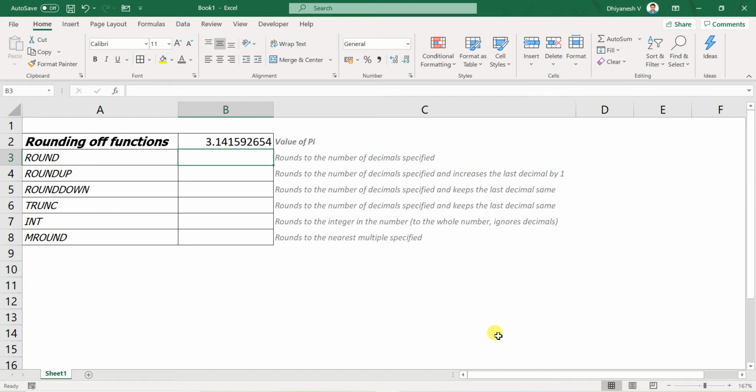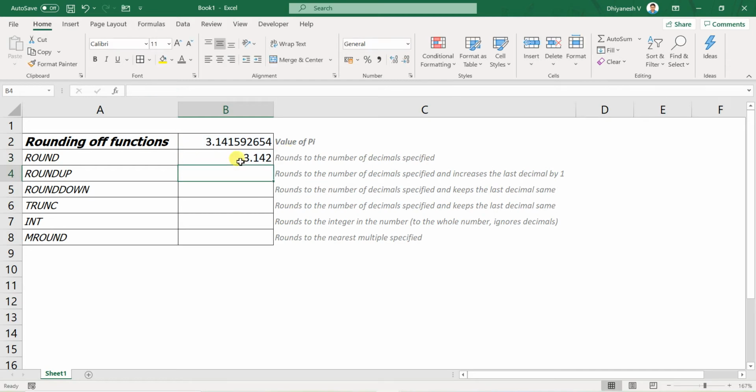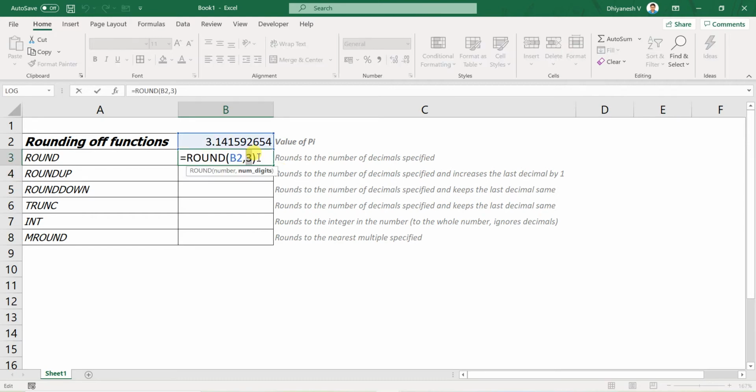It rounds the number to the number of decimals specified. If the next decimal is greater than or equal to 5, the last decimal will be increased by 1. If the next decimal is less than 5, the last decimal will remain as such. So if I enter pi, comma 2, the third decimal is 1, which is less than 5, therefore it is 3.14. And if I want three digits after the decimal point, you will see 3.142 because the fourth decimal is 5. Therefore, the third decimal will be increased by 1. So the normal rounding off principles will be carried on.